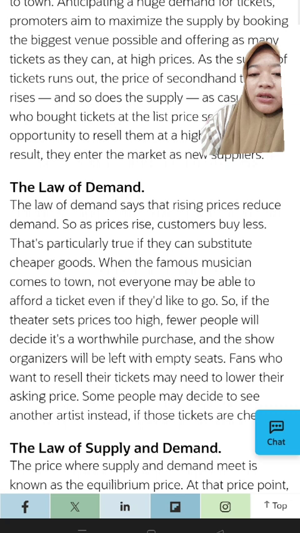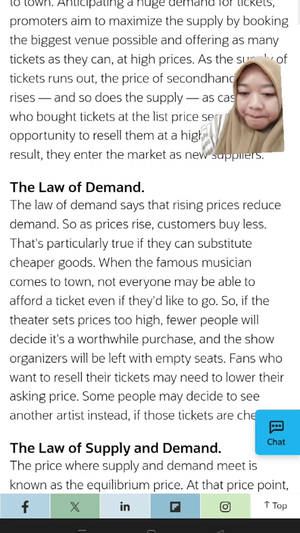So, if the theater sets the price too high, fewer people will decide it's a worthwhile purchase, and the show organizer will be left with empty seats. Fans who want to resell their tickets may need to lower their asking price. Some people might decide to see another artist instead if those tickets are cheaper.